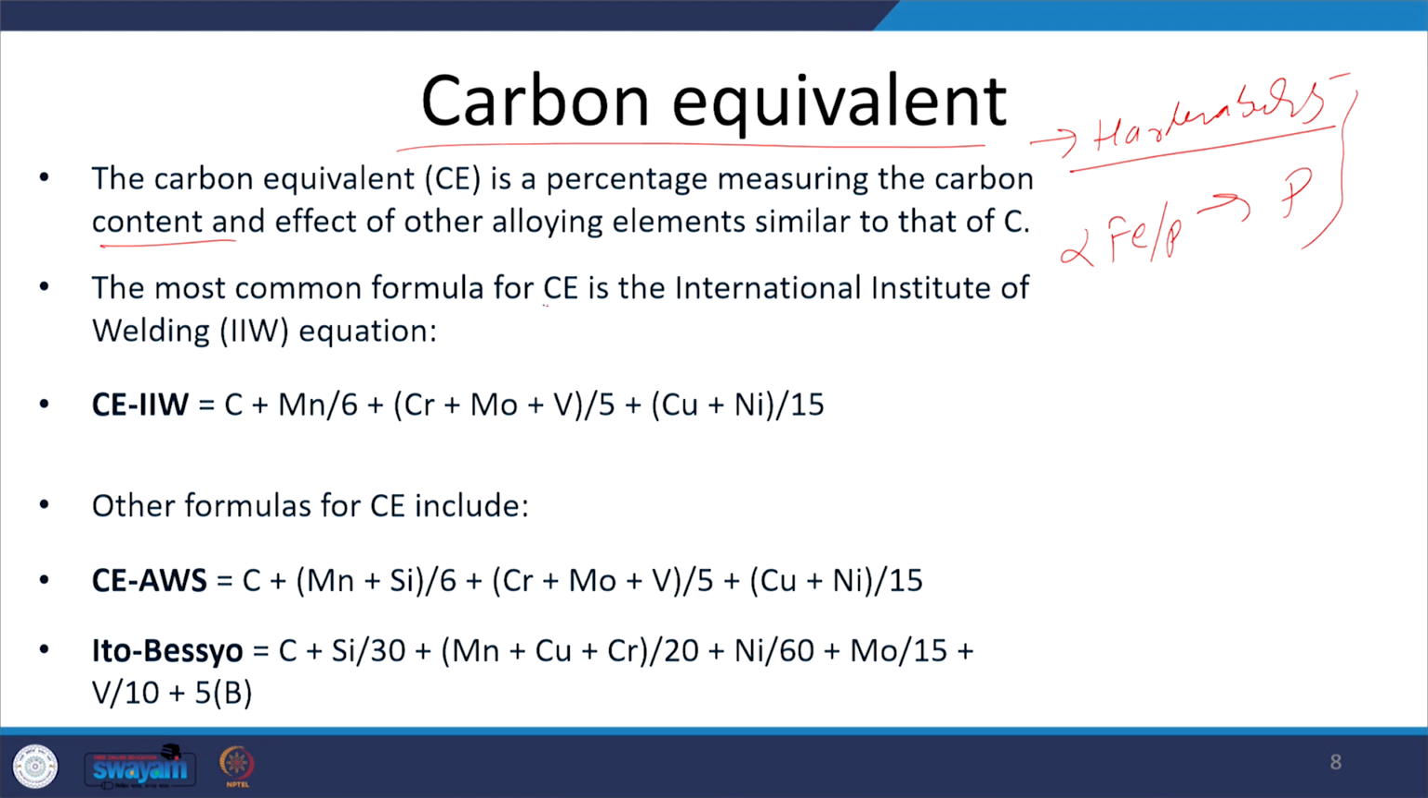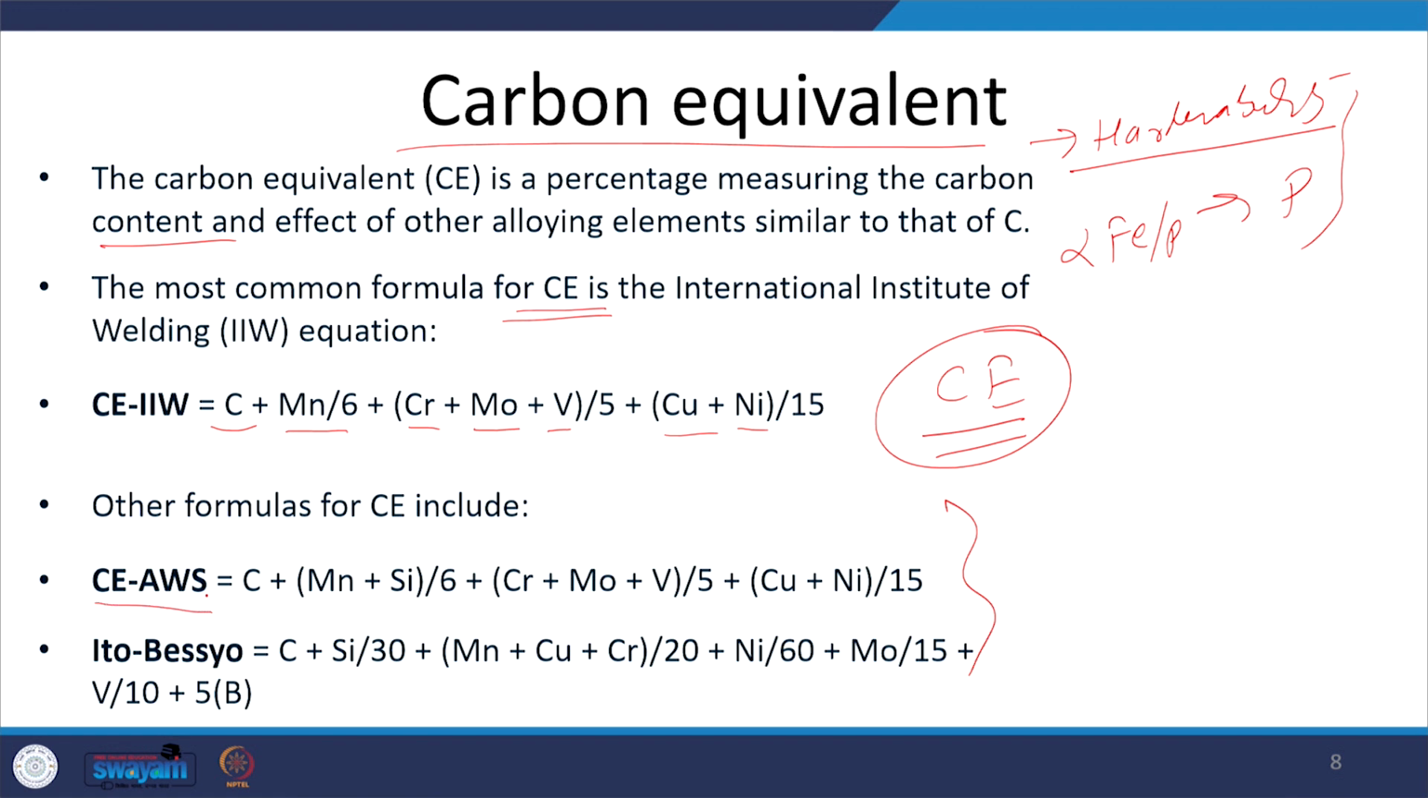Okay. So, the most common equation for calculating the carbon equivalent as per the International Institute of Welding is: carbon plus Mn divided by 6, plus Cr, Mo and vanadium divided by 5, meaning the weight percentage of these elements, and copper plus nickel divided by 15 for the weight percentage of the respective elements. So, what it gives us is Ce, carbon equivalent, according to this IIW, and similarly other equations also have been developed.